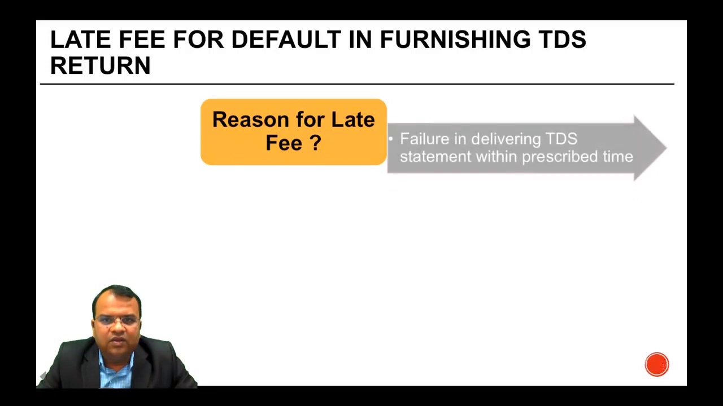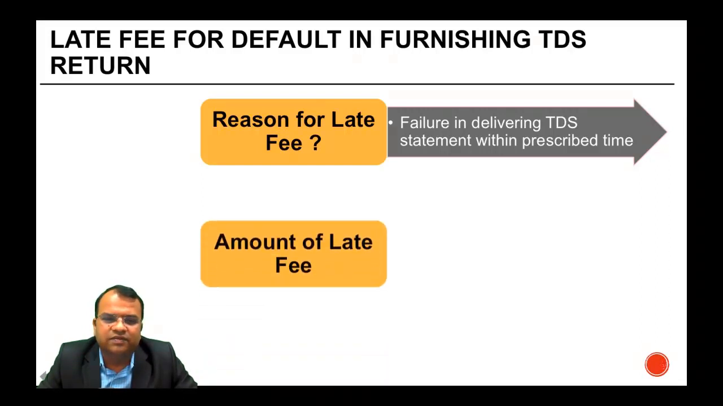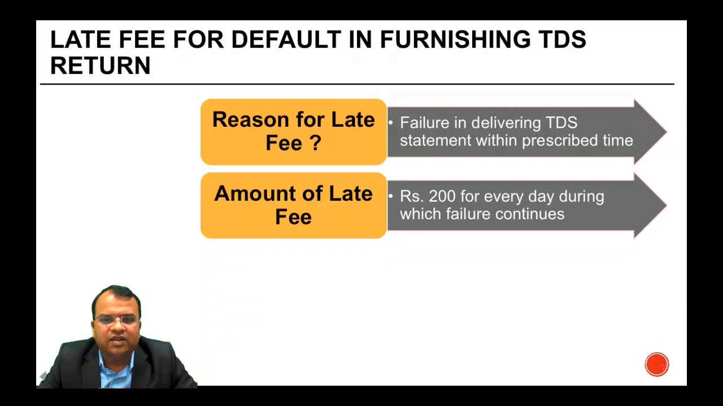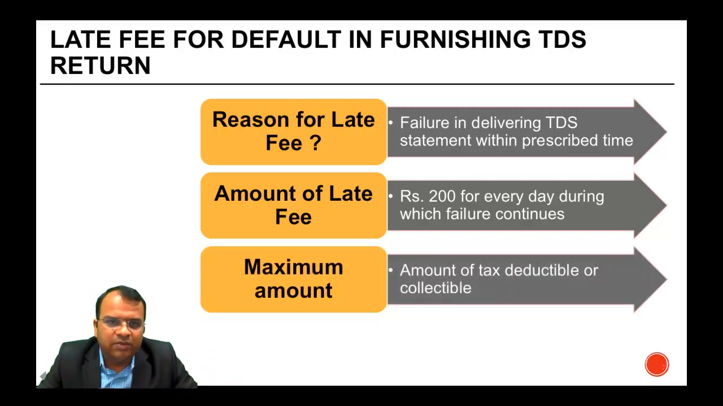Late fee. Why is there a late fee? The late fee is because there's a failure on the part of the assessee to deliver TDS statement. What is the amount of late fee? It is rupees 200 for every day during which the failure continues. So if the delay in filing is for 25 days, then the fee which will be paid will be 25 times 200 or 5,000. But this will be restricted to a maximum amount of tax deductible or collectible.